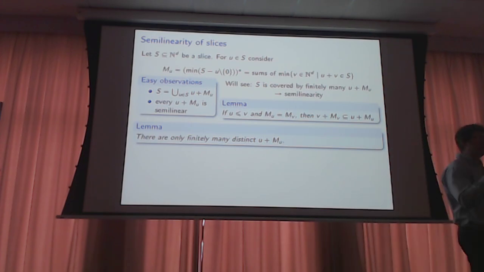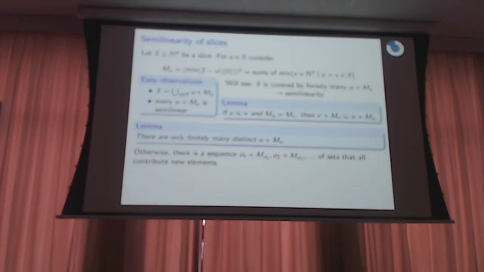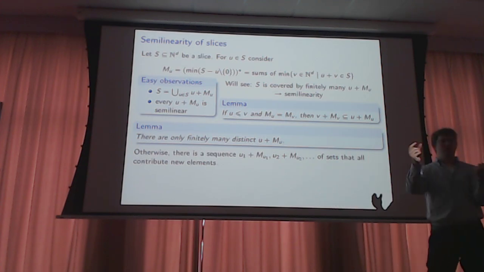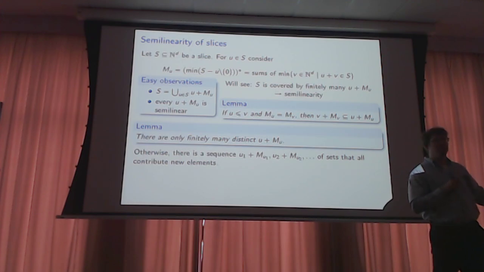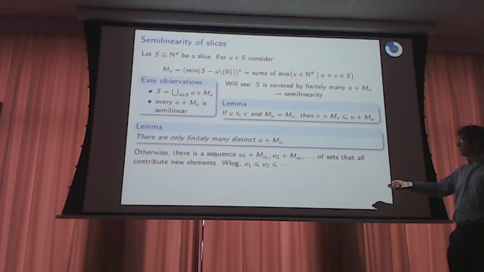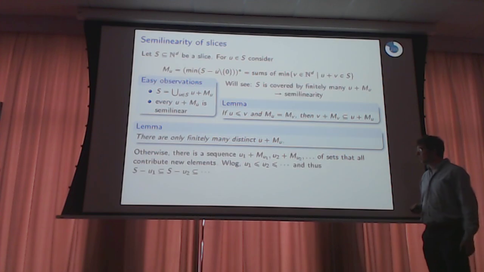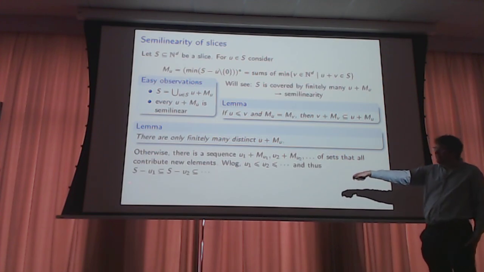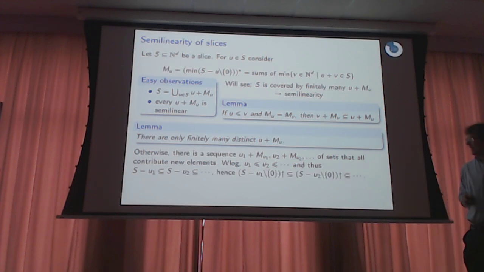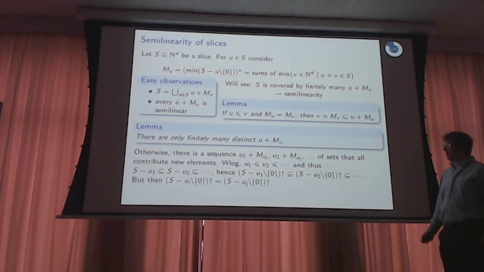Now we can show that there are only finitely many distinct patches. If that were not true, then you would find infinitely many patches, each of which contributes something the patches before have not seen. So you can put them in a sequence, and then of course you can assume that you have an ascending chain. But if you have an ascending chain, then these different sets must grow because of this Lies property. And if they grow, then also their upward closures grow.